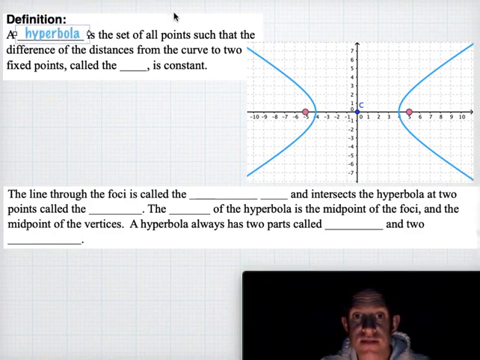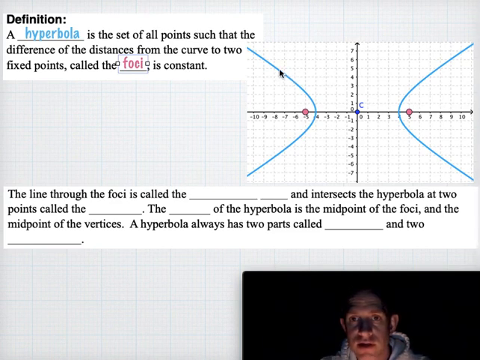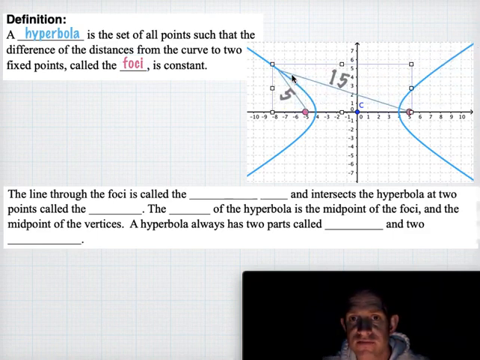It is the set of all points such that the difference of distances away from two pink points here, called foci, or focus points, is constant. Let me show you what that means. Suppose we took a point somewhere around here and we measured how close it is to each of those focus points. Maybe it's, I don't know, 15 units away from this focus and 5 units away from that focus. If you subtract those, notice the difference is 10.